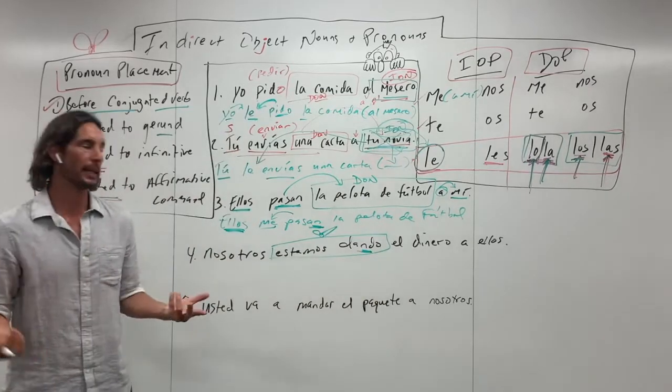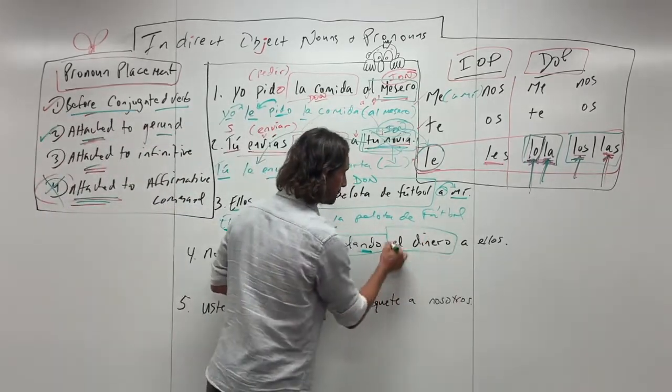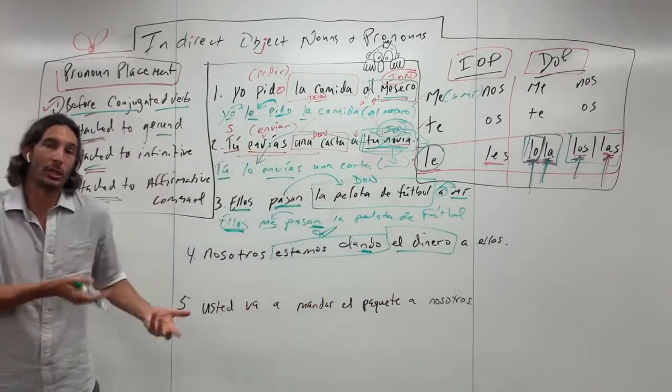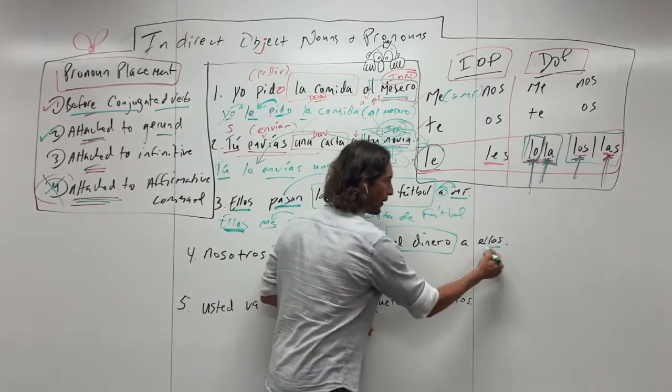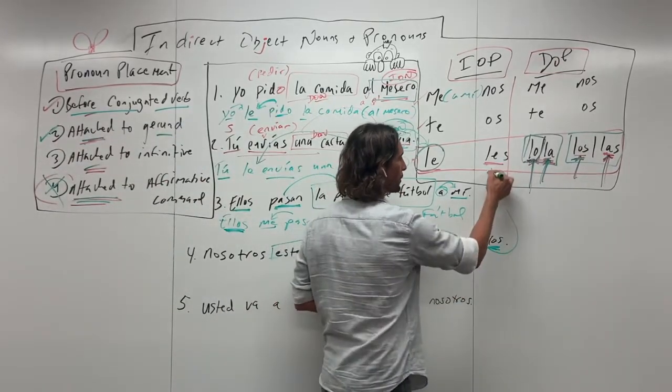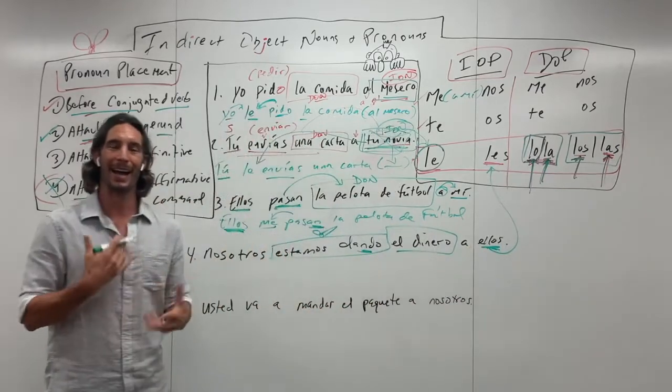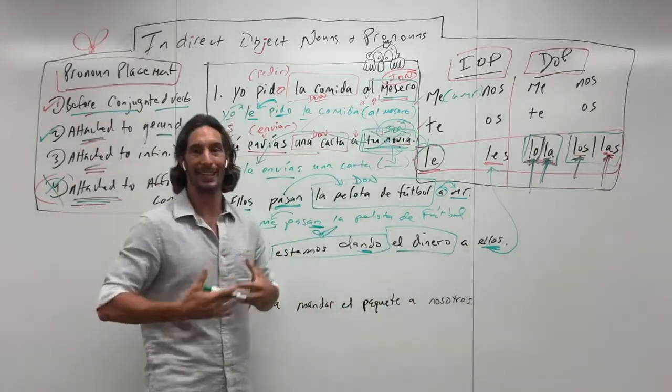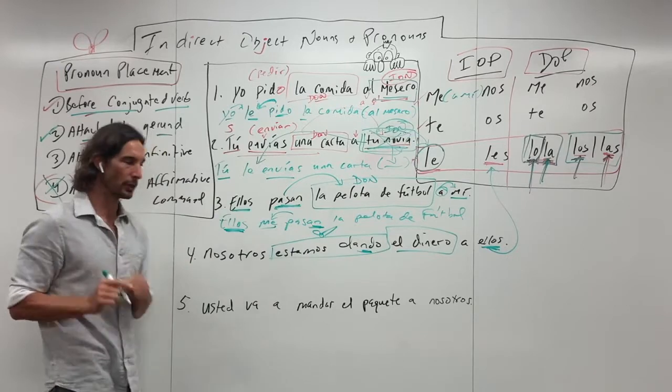Giving. Well, what is being given? Well, the money is being given. To whom? A ellos. All right? Again, third person, but now it's third person plural. So now they become a ellos, or ellos becomes le. So let's rewrite this. I'm going to show you 2 ways of doing it.